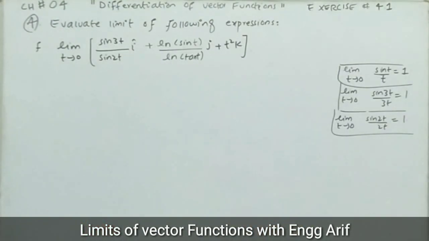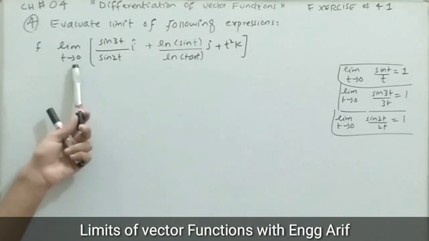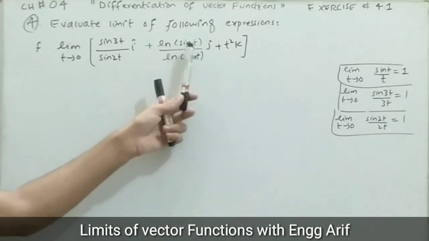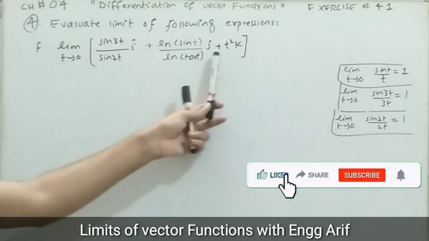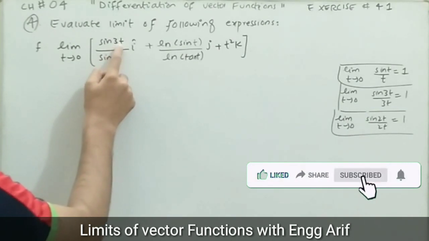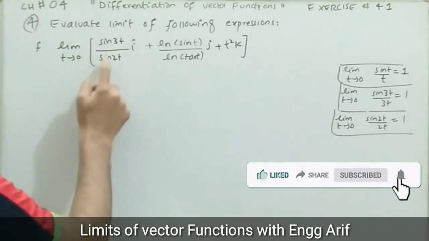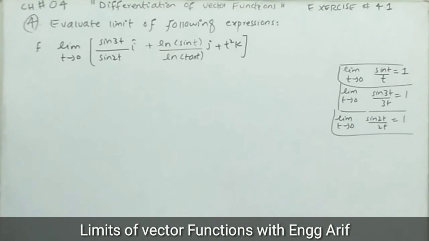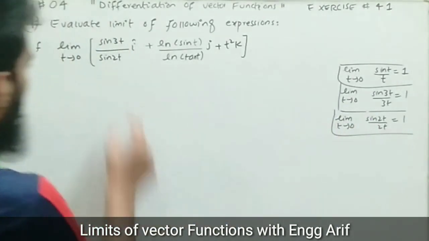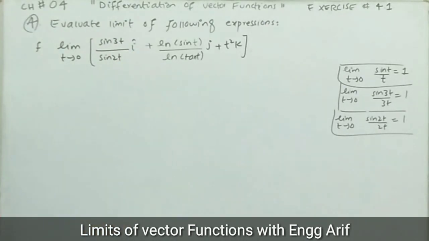Now move to the next part, part number 4. The limit as t approaches 0. Find the value of sin 3t over sin 2t into i, plus ln of sin t over ln of tan t into j, plus t square into k. Now over here if I put 0, it gives us sin 0, which gives us 0, and over here it also gives us 0. Again a 0 by 0 indeterminate form.